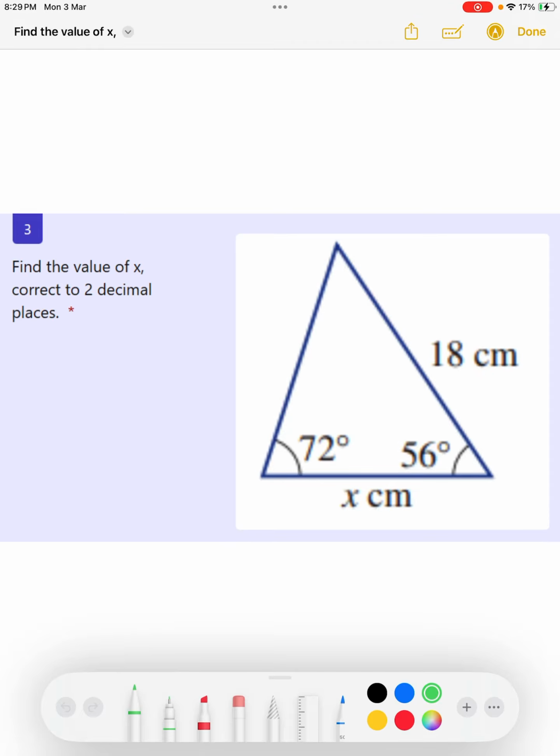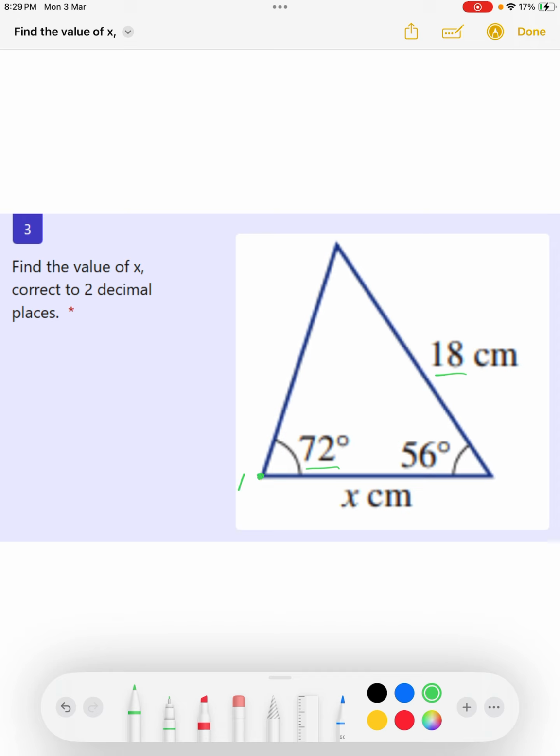We're going to be looking at a trig question. It says find the value of x correct to 2 decimal places. Well, what have we got? We've got two angles. We've got a side and it's given. Okay, we've got an angle and its opposite side. So this indicates we're going to be using the sine rule.